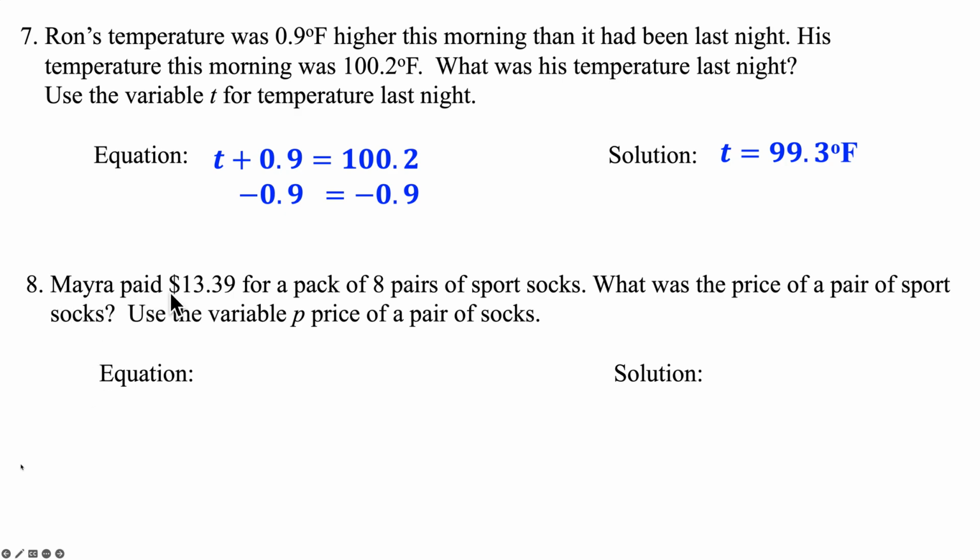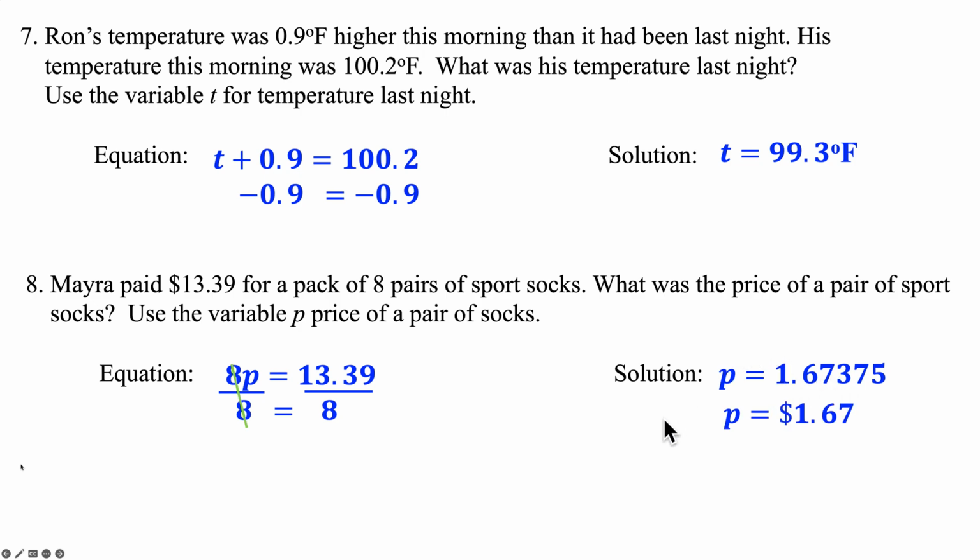All right, Mayra paid $13.39 for a pack of 8 pairs of sports socks. What is the price of a pair of sports socks? Use P for the price of a pair of socks. So 8 times P equals $13.39. We want to find out what it costs for just one pair of socks. We divide over the 8, and you get 1.67375. So here, that would be my official answer, but because we're talking money, we're going to round this to the nearest hundredth. So we go to the 7, look to the 3, it's not going to round it up, so it's going to be $1.67 per pair.